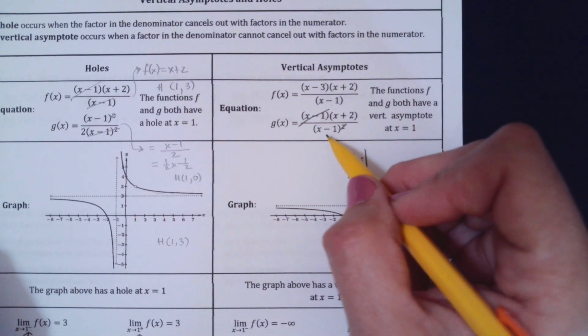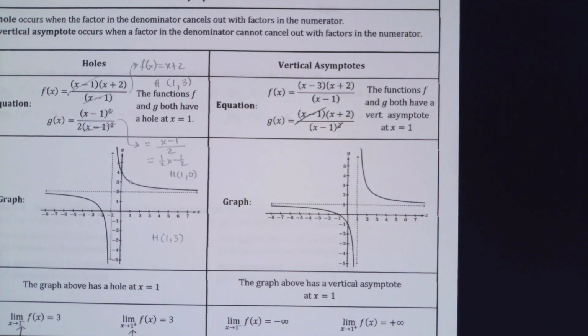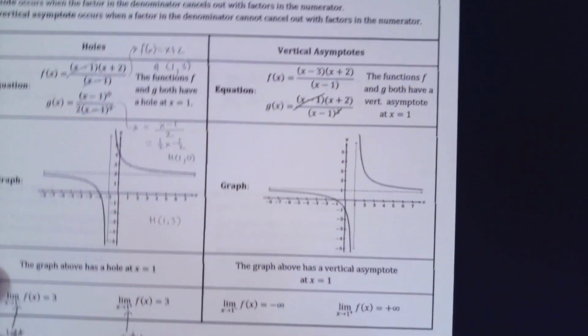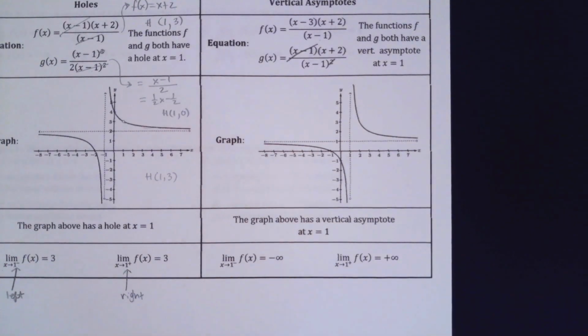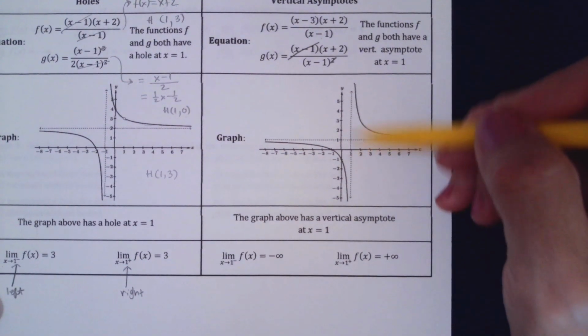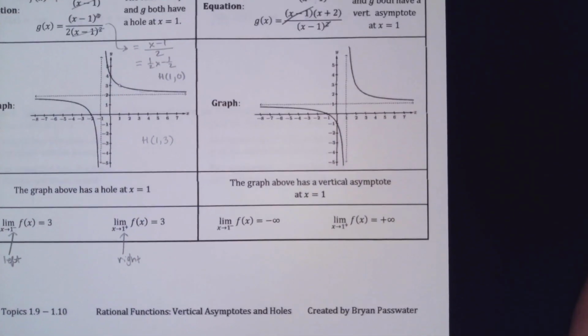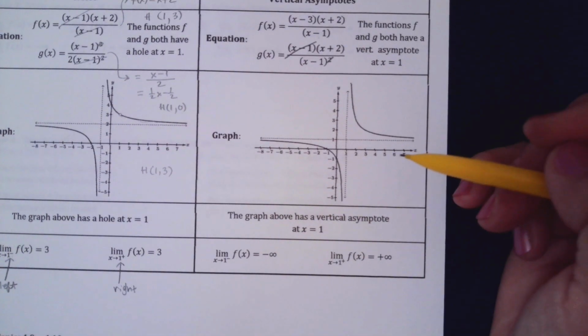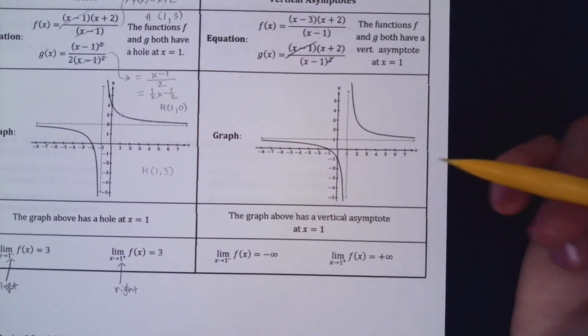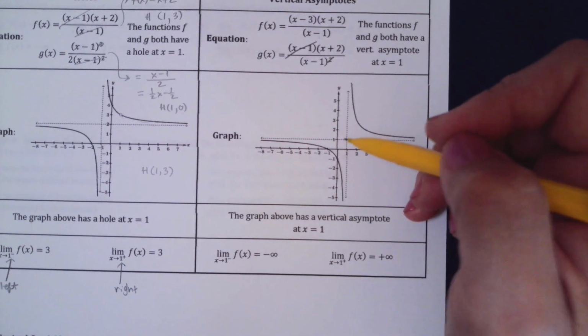So if it's still there after canceling, then you would say it's a vertical asymptote. Okay. All right. So again, vertical asymptote. You guys are very familiar with these, and so it's important to note on your vertical asymptotes what's happening on the right and the left now.